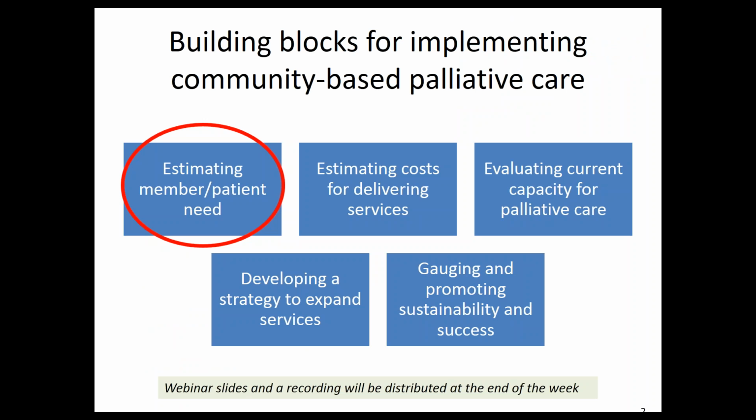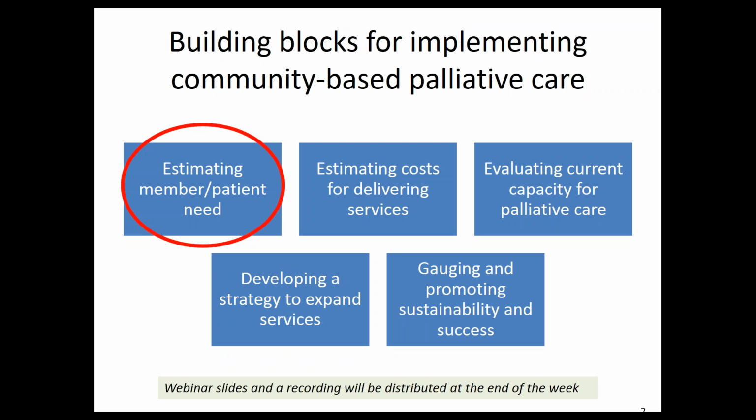So as a reminder, the topics that we're going to be covering are these building blocks for implementing community-based palliative care as part of this technical assistance series to get people prepared to implement SB 1004. Today we'll be covering topic 1, which is estimating how many folks would likely qualify for the type of palliative care that's described in the SB 1004 policy statement and legislation. This is a topic that's of most interest to the Medi-Cal managed care plans, health systems, networks, and medical groups that have responsibility for creating the capacity to make sure that patients have access to this type of care.